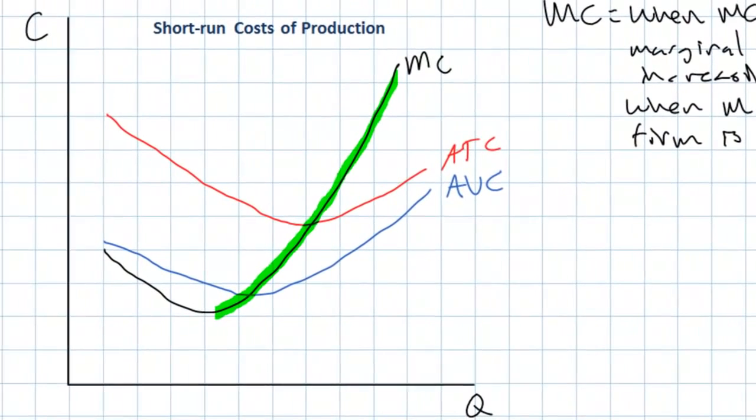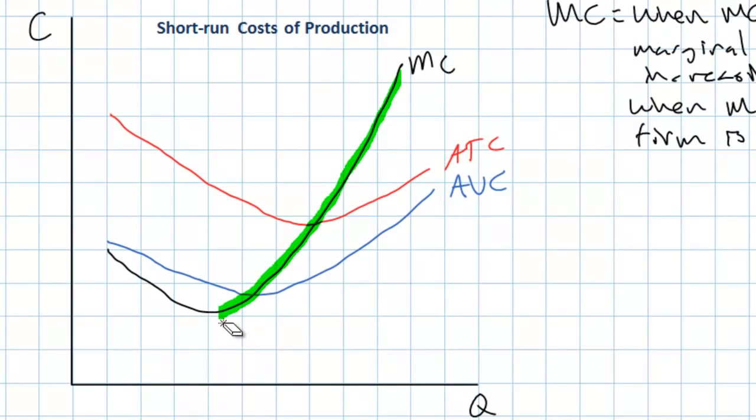So the shape of the marginal cost curve is very simple. It's simply inversely related to the productivity of labor. When productivity of additional workers increases, marginal cost decreases. When productivity begins to decrease, however, marginal cost increases. Now let's look at the average variable cost curve.